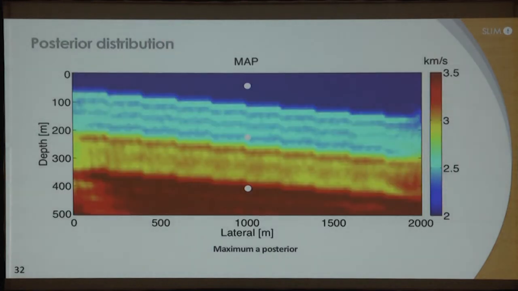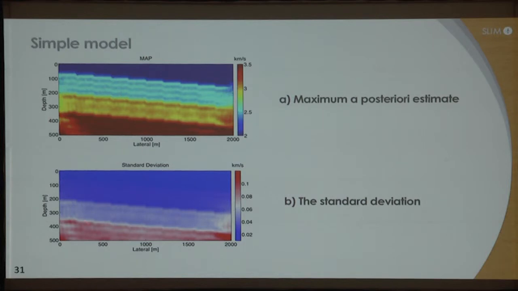And this is the result of the MAP, and this is the result of the standard deviations. So we can see in the deep part, it has bigger standard deviations. That makes sense because in the deep part, you have less sensitivity than in the shallow part. Especially at the boundary, the uncertainty is bigger than in the other parts. It also makes sense because the data is less sensitive to the velocity change at the boundaries. That's what we expected.